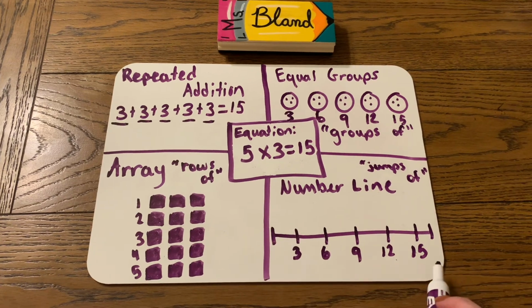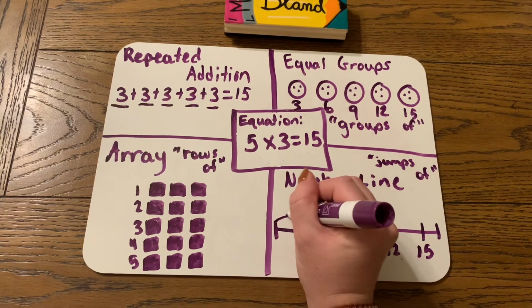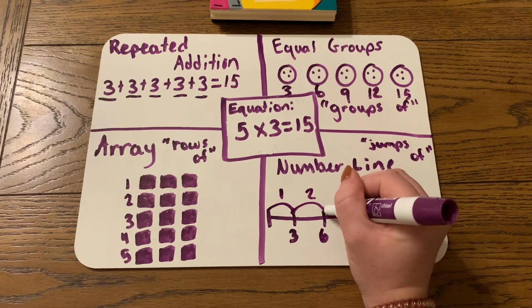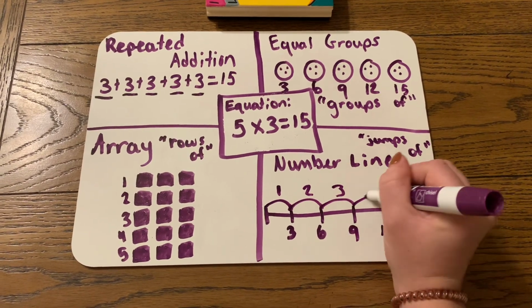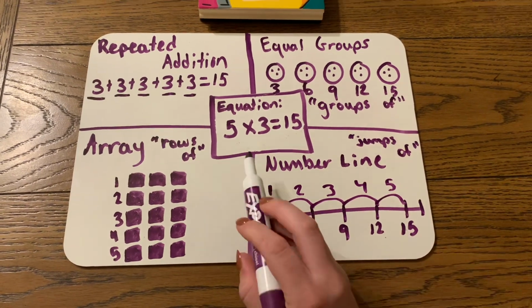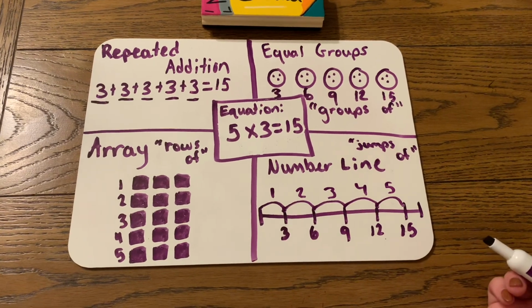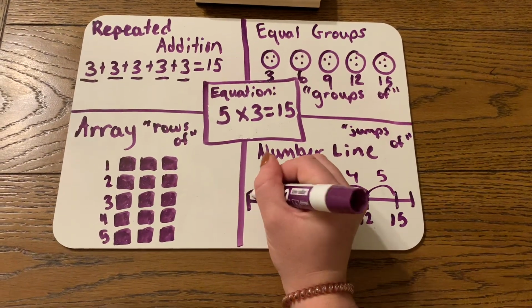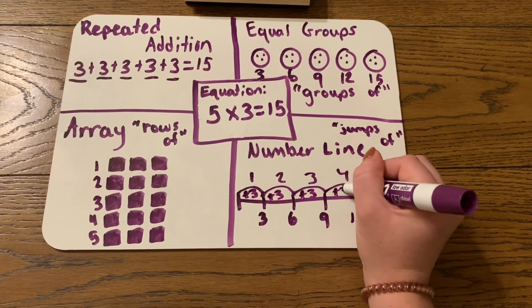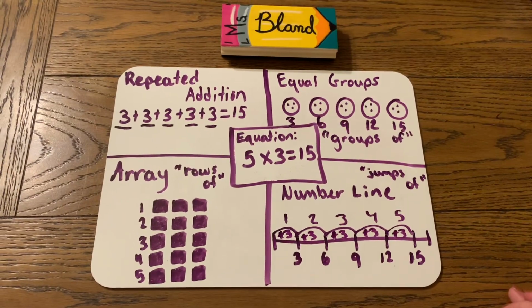So I've already labeled my number line down here, but just to further show you, this is 1 jump, 2, 3, 4, 5. So those are my 5 jumps of 3, because every time I am increasing by 3. And I'll try to write that underneath. So plus 3, plus 3, plus 3, plus 3, plus 3. So every time I am increasing by 3.